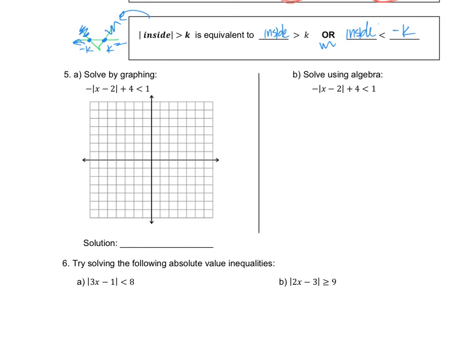So we're going to skip over to number 5. We're going to do another one by graphing and using the algebra. The first thing we have is a graph that has been transformed. This has a reflection over the x-axis. We have a shift to the right of 2, and then we have a movement up 4. So that's what's going on with the left side of our inequality.